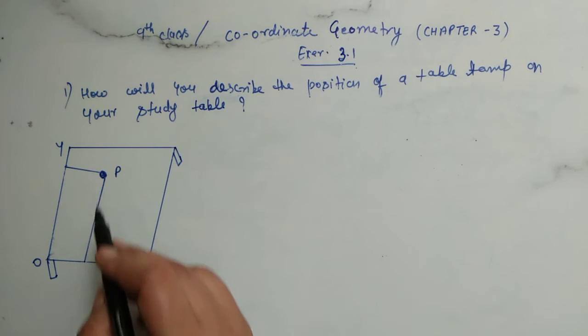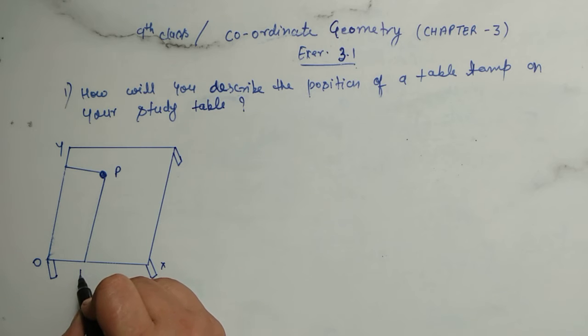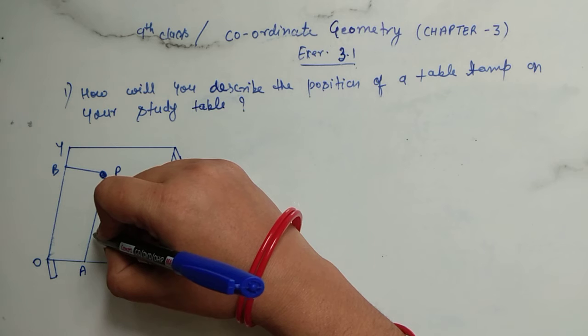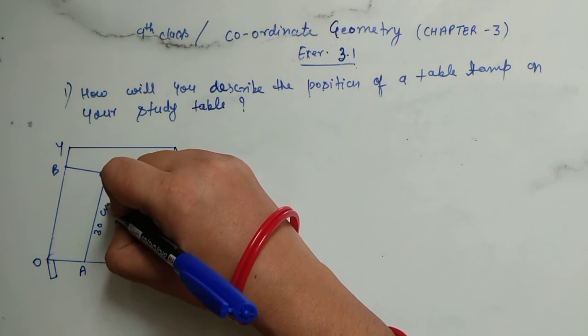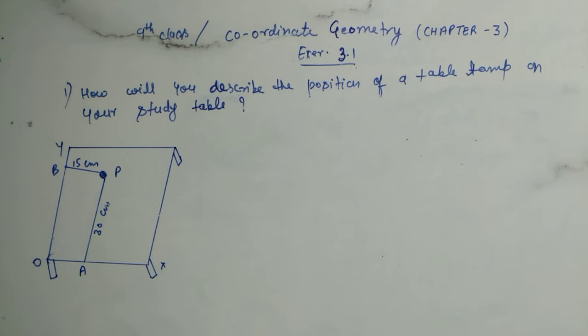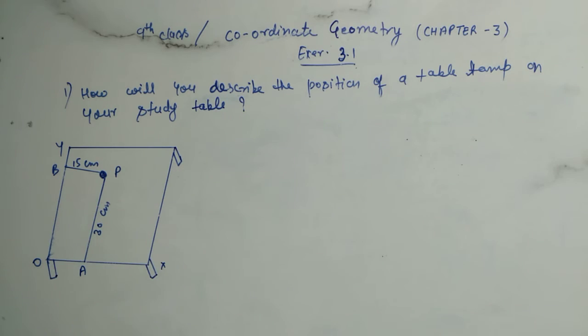For example, the position from this Y edge I have given the name A and I have given the name B to the other, and I am measuring it. For example, it is 30 centimeter and this one is 15 centimeter. So what is the answer for this? I have chosen two reference lines, and this is the point P, and I have to mention its position. I have to tell where it is located.